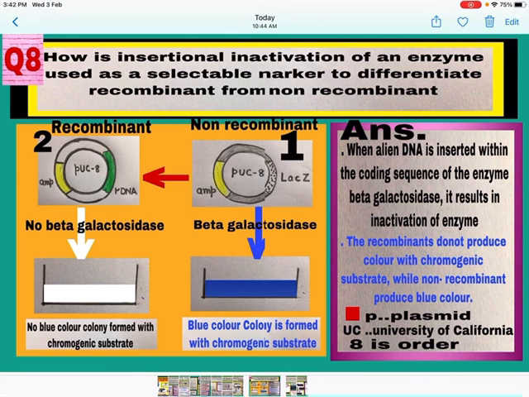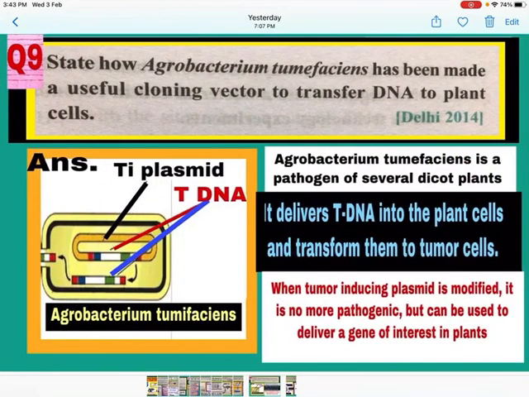So, by inserting a gene of interest, lacZ is inactivated in recombinant plasmid, and this is called insertional inactivation and is used to differentiate recombinant from non-recombinant. Here is another cloning vector used in plants. Question number 9. State how Agrobacterium tumefaciens has been made useful cloning vector to transfer DNA to plant cell.